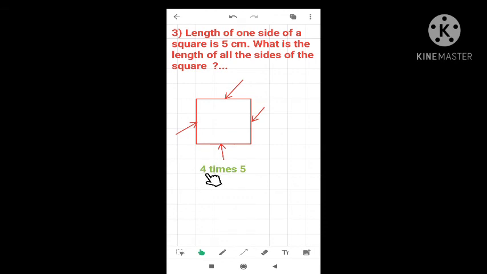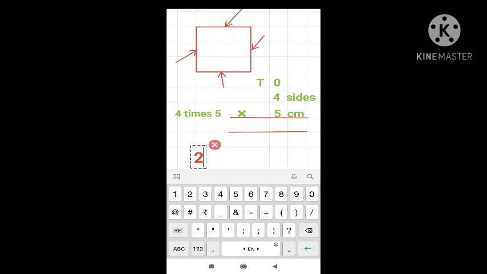So 4 times 5. Let's solve. Here we have 4 sides and the length of each side is 5 centimeter. So this is a repeated addition. It means we can get our answer by multiplying these. So 5 times 4, 5 into 4. Yes. Very good. 20.